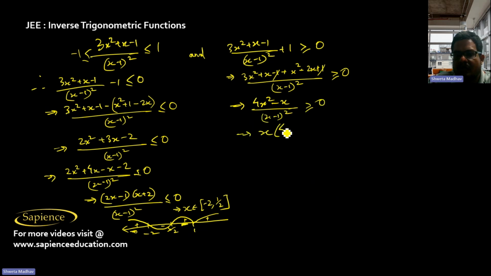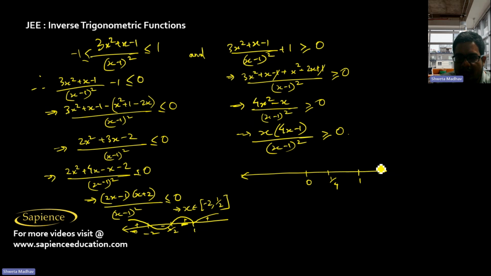So I can say x into 4x minus 1 by x minus 1 whole square, that is more than or equal to 0. So now if you take the number line, this is 0, this is 1 by 4, and this is 1. If I take more than 1, suppose 2, then it will be positive. Since the power is even, the sign will not change. So positive, positive, negative, positive. We have to take the positive only.